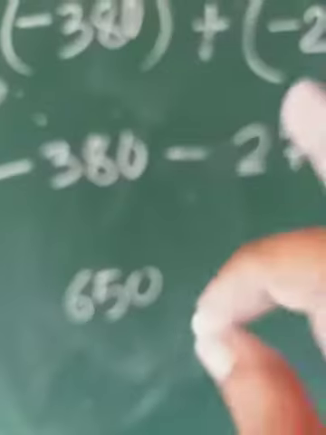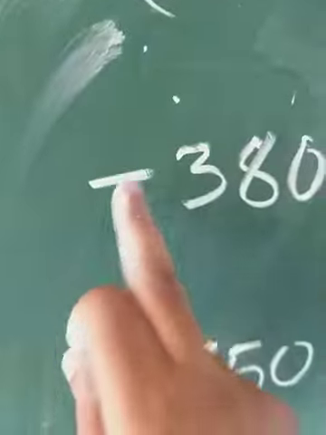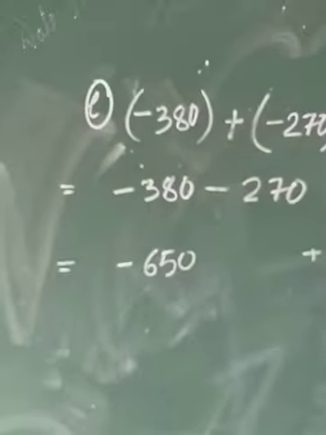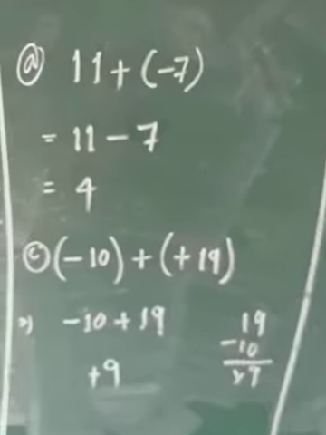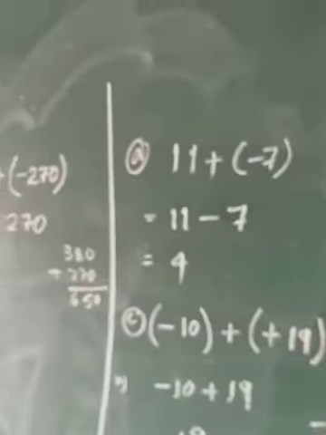Now you will see which number is greater. 380 is greater. Now 380 is carrying what sign on the left hand side? Minus. So we'll put minus 650. This is what I am trying to say. And please follow the same rules for the rest of the sums, that is sum number B, sum number D and F, which will be your homework.